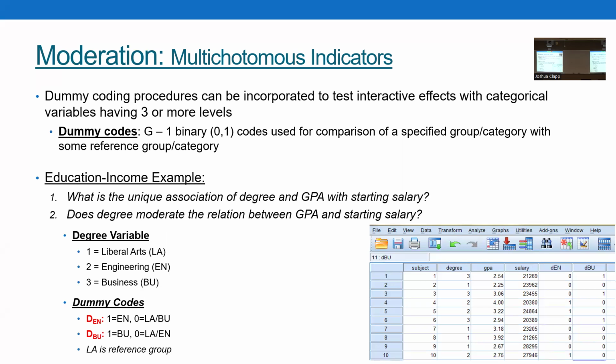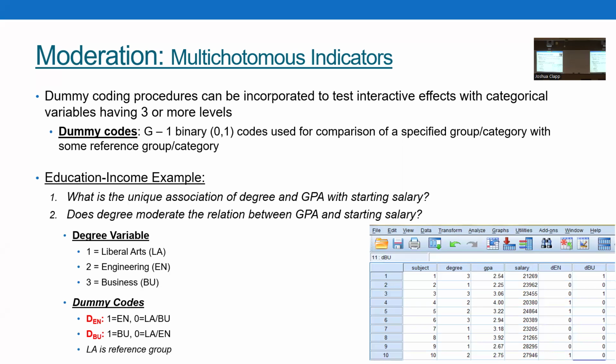1 if this person is an engineering major, 0 if they're not. Then I've got another dummy code here for business: 1 if they're in business, 0 if they're not. How do I know if someone's a liberal arts major? Liberal arts isn't represented in there. How do I identify the liberal arts majors in this data set? The one that's left over, right? If I've got a 0 on engineering and a 0 on business, who am I talking about? My liberal arts folks.